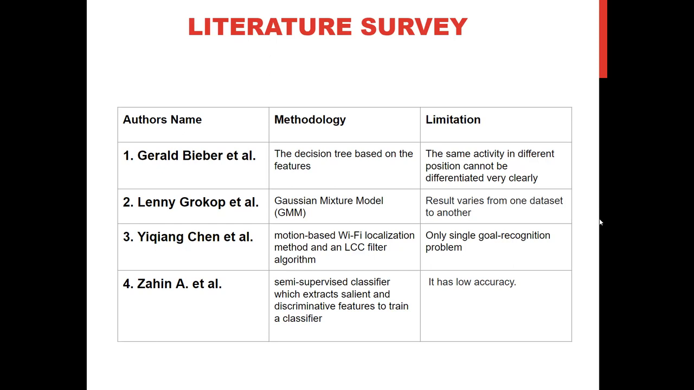Yeah, so for the literature survey, the first paper we referred to was by Gerald Bieber, along with three others, in 2011, titled The Hearing Trouser Pocket: Activity Recognition by Alternate Sensor. The work presented new methods of activity recognition by acceleration and sound sensors by means of sensors included in commercially available smartphones during everyday life.